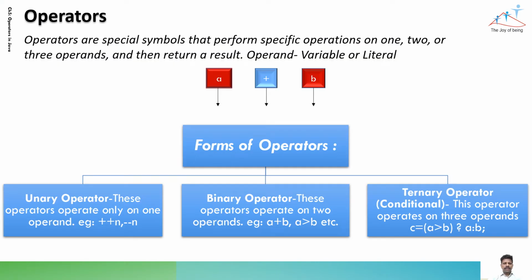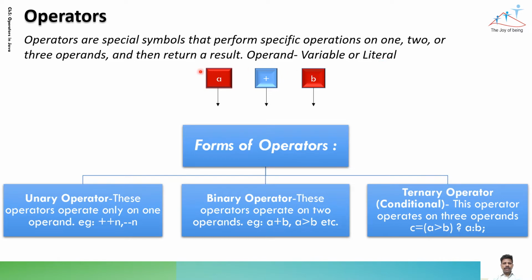First we'll see the definition of operators. Operators are special symbols that perform specific operations on one, two, or three operands and then return a result. Okay, so here all the operators are special symbols in Java, which perform specific operations on the operands. An operand can be a variable or a literal, that is a value.